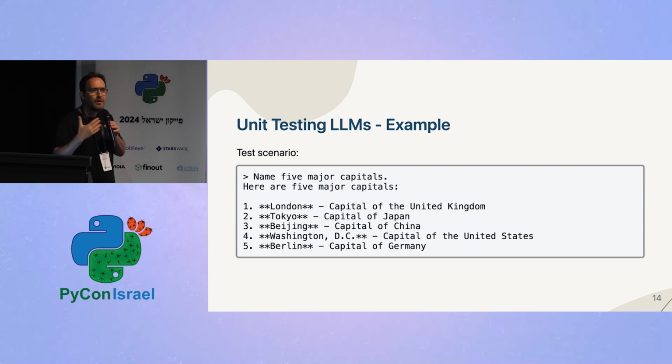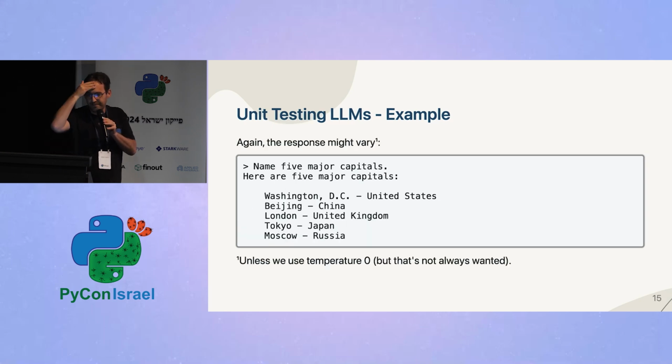Okay, we have a more complex scenario. Name 5 major capitals. Great. We have a list: London, Tokyo, Beijing, Washington, Berlin. But then we run it again, and we have a list of 5 other major capitals. What do we do now?